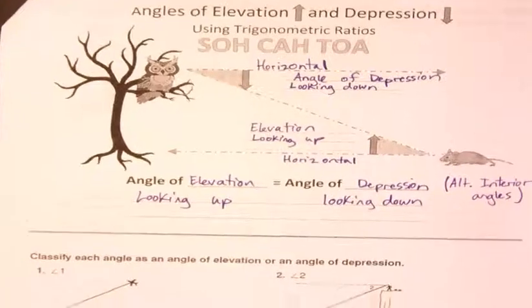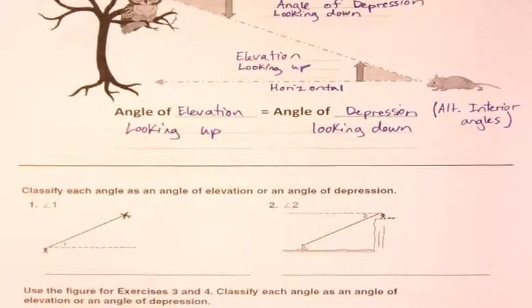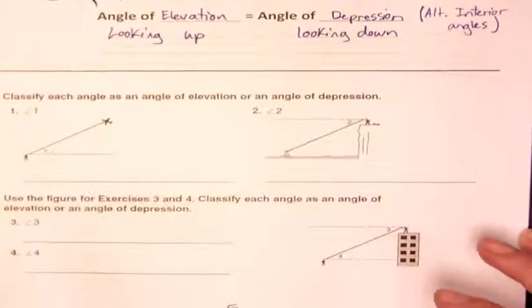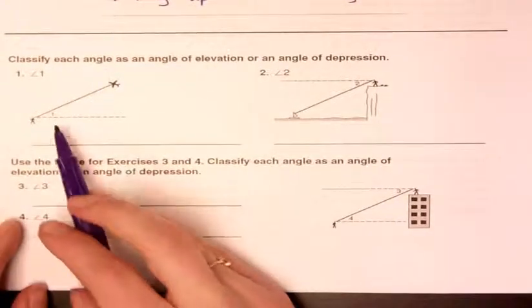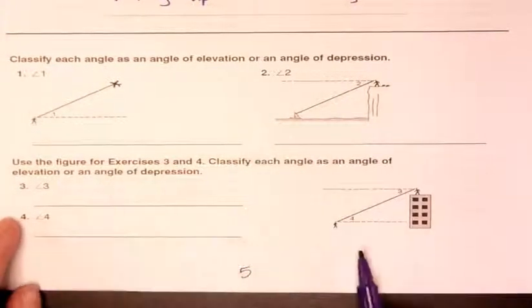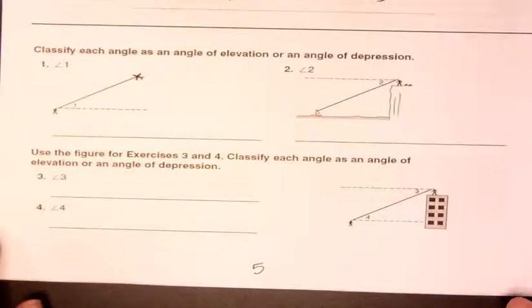All right, so then next, you're going to take 30 seconds or so by yourself or talk with your group if you need to. See if you can label angles 1, 2, 3, and 4 as either elevation or depression. And then I'll call in some people to answer.